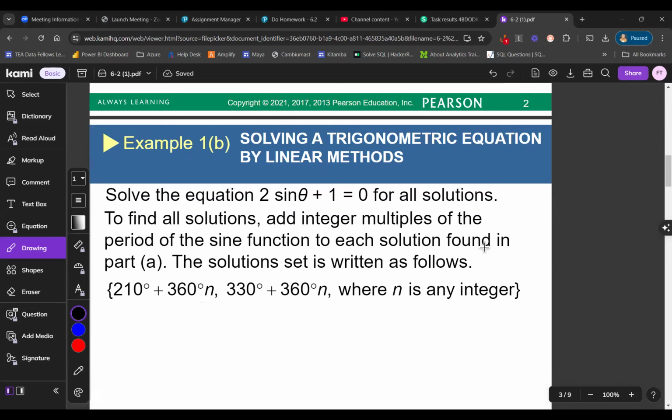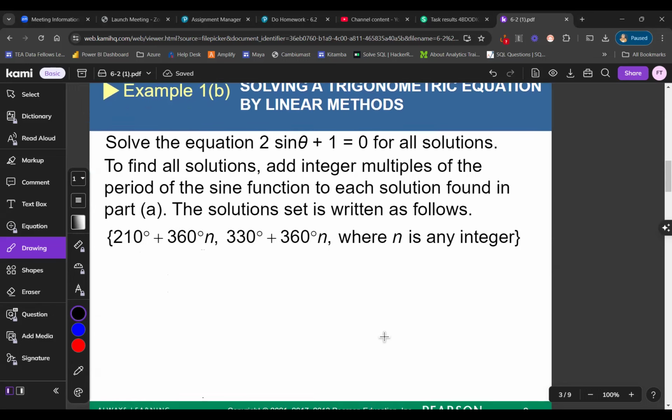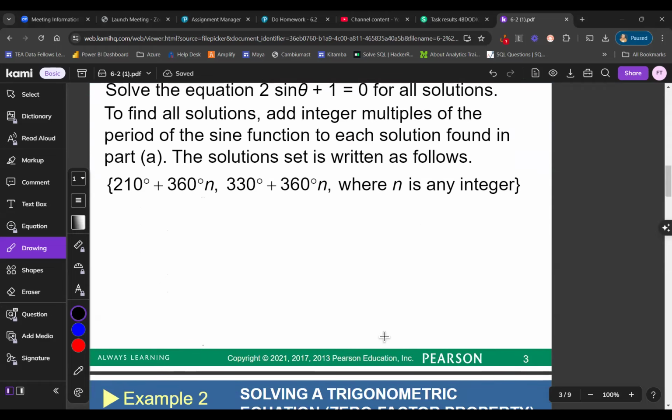So to each solution we found in part A, we're going to add the period of the sine function to find all the solutions. When they remove the interval from the first problem and want all solutions, one of the answers we got was 210 plus 360 times n. Every time we repeat one period, we find a new angle. Also 330 plus 360 times n, where n is an integer. This is how we write all solutions.